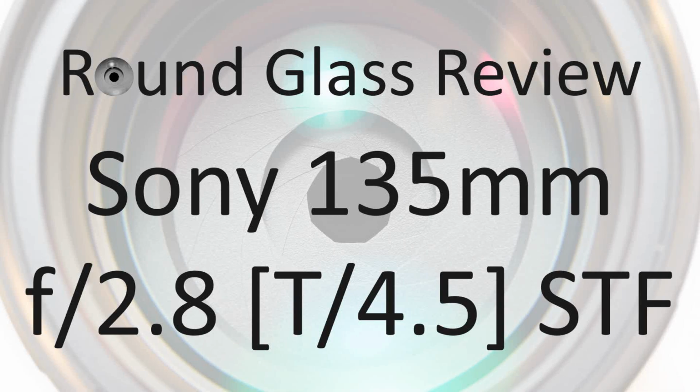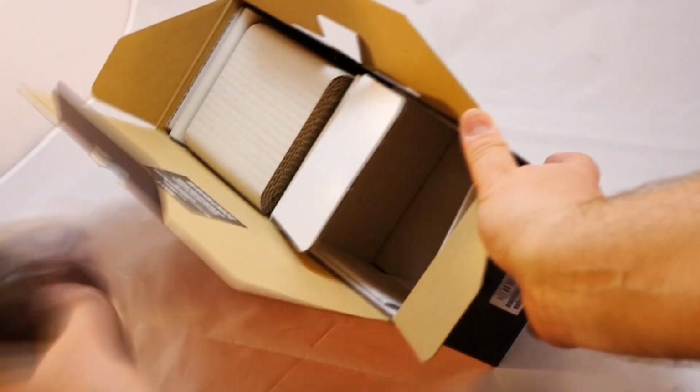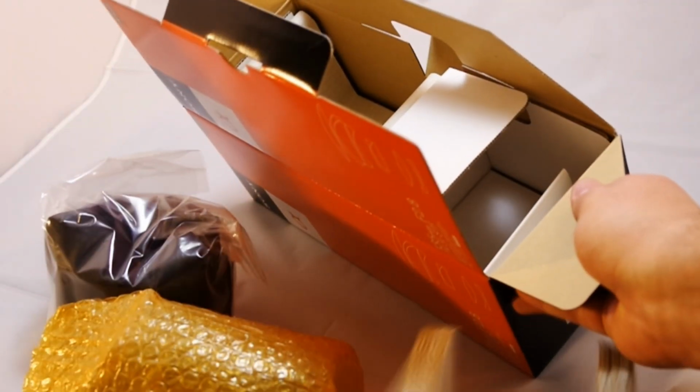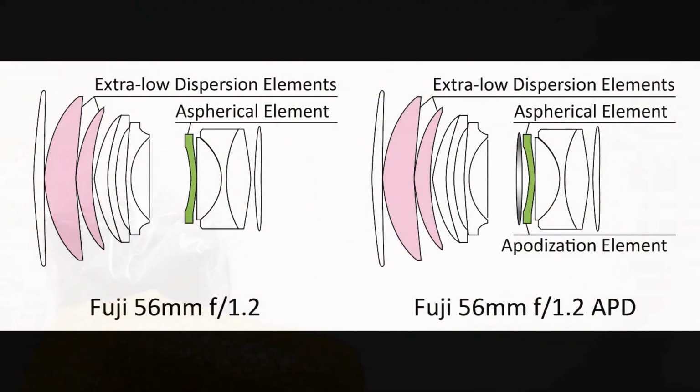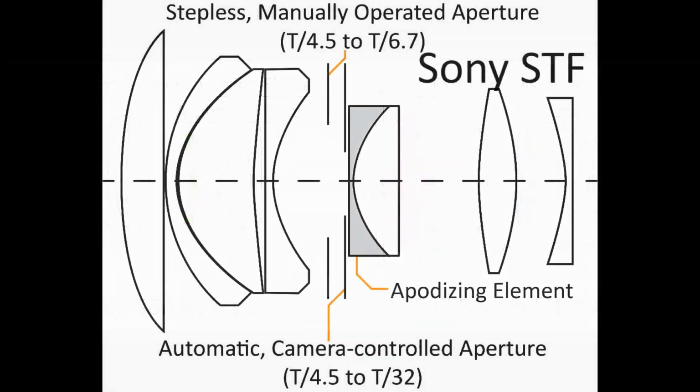Today, as I write this, only one smooth trans focus, or STF, lens exists on the market for photographers to choose from. That's the Sony 135mm f2.8 T4.5 STF lens. Now, Fuji does make a lens with an apodization filter, their XF 56mm f1.2 APD lens.